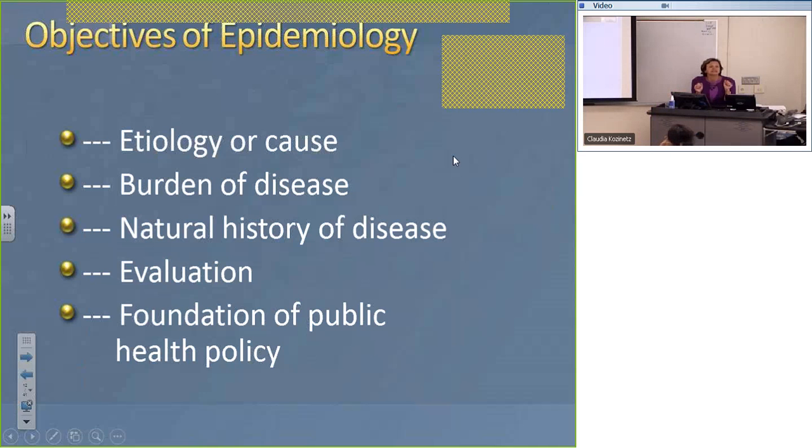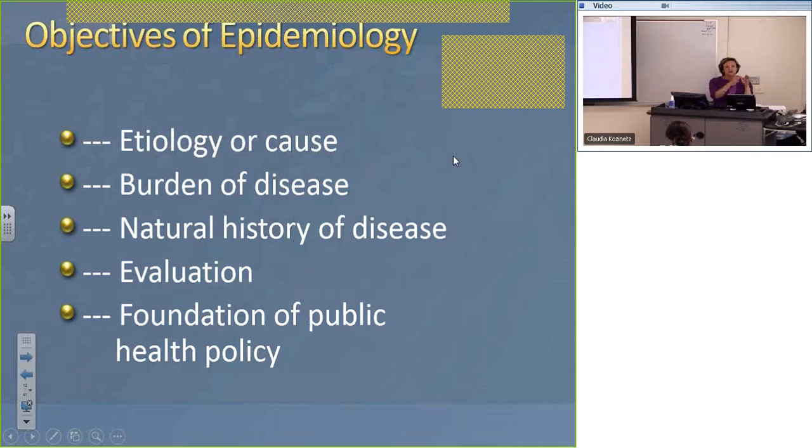Natural history of disease is very important for epidemiology, because disease changes over time. Someone is infected and they show no clinical signs or symptoms. There's an incubation period. How long is that incubation period? For how long can that individual infect others?